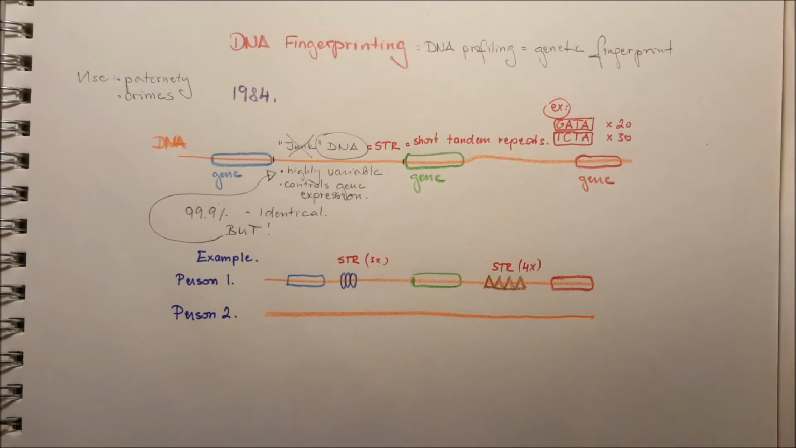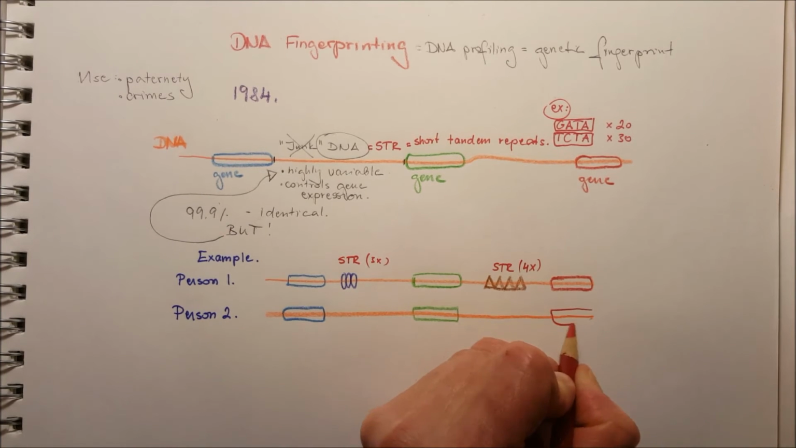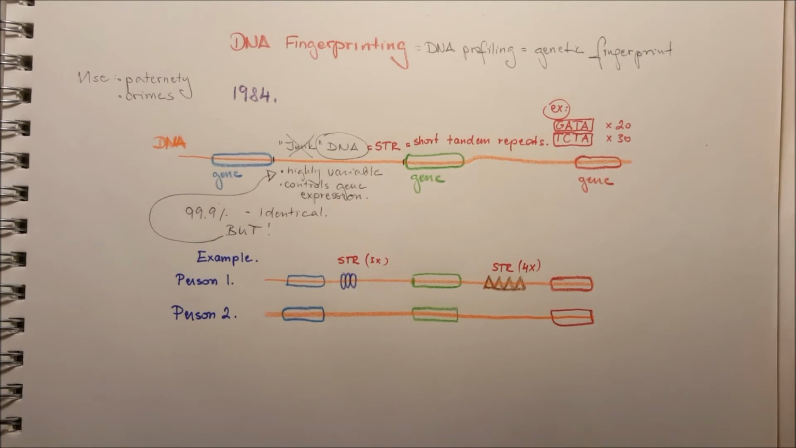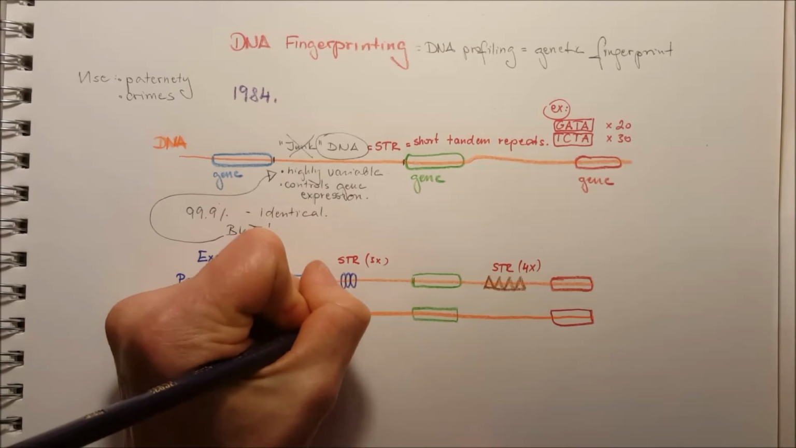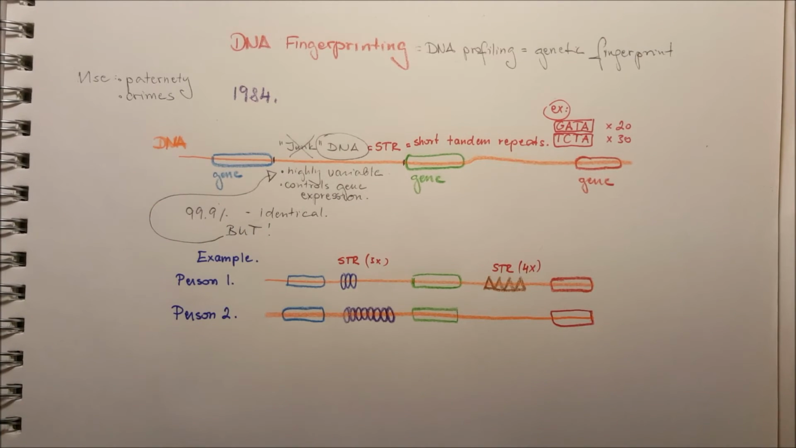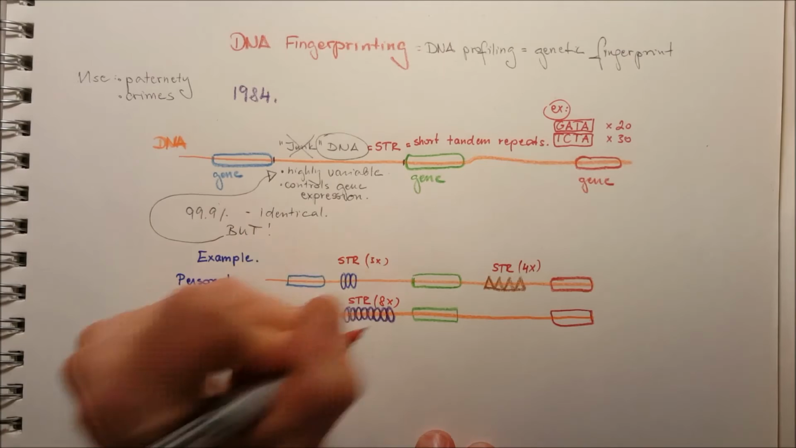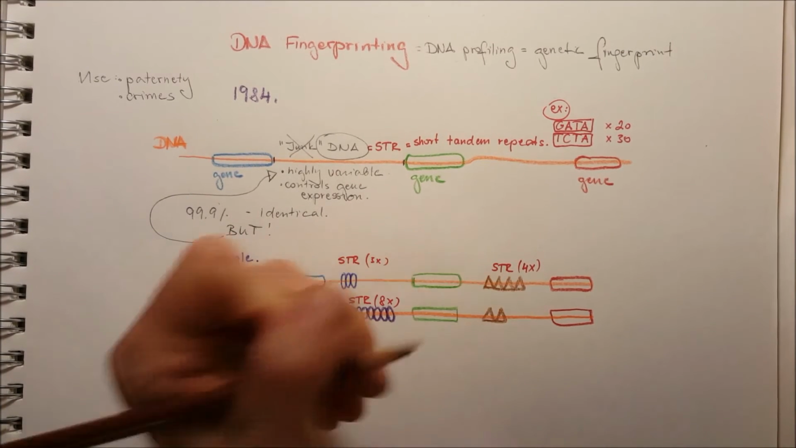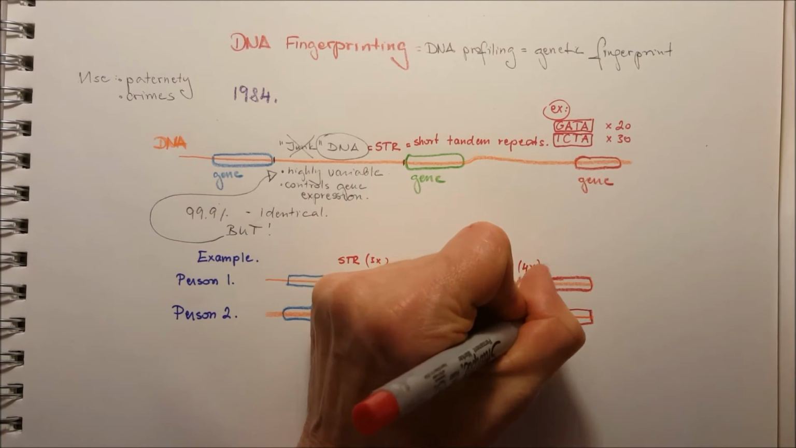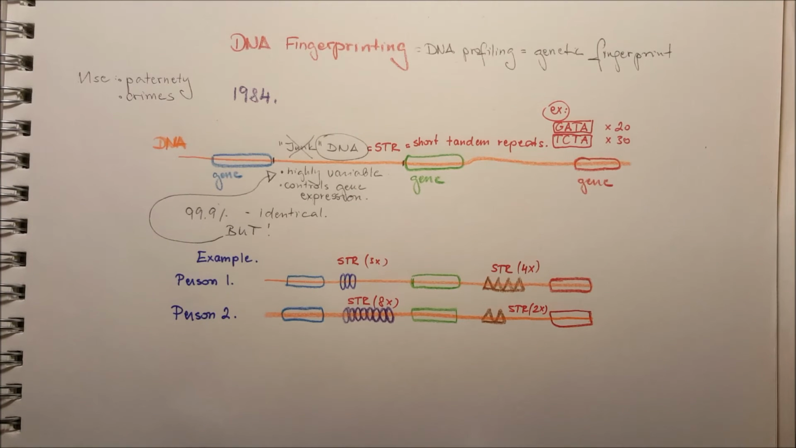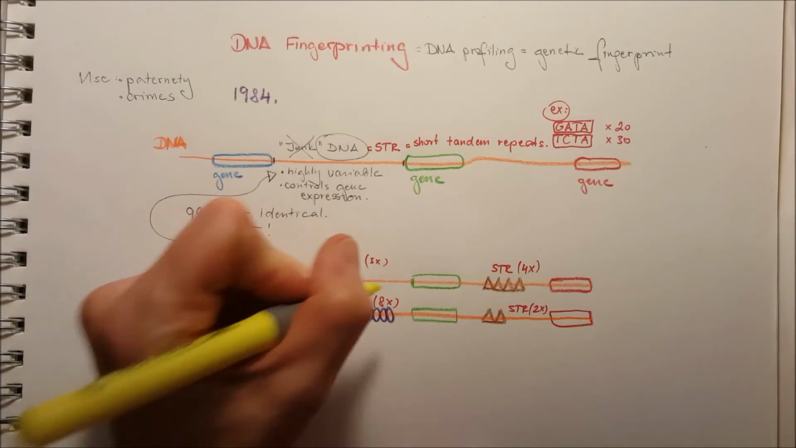Now, person 2 has genes at the same regions. They can be a little bit different based on what allele they code for. Between the blue and the green, in this case, we might have 8 STRs. And between the green and the red genes, we have only 2 STRs. So they're different in size, and we can use electrophoresis to separate the different STRs by size.